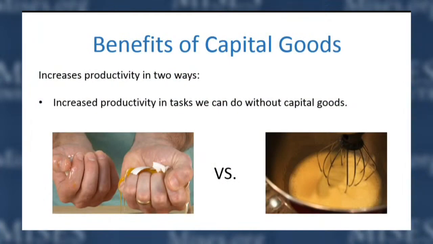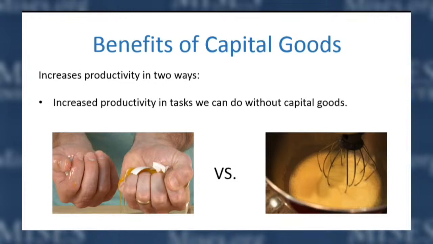Now, why do we do this? Why would we forego the joy of ping pong just to get a mixer? Well, we get a mixer because it helps us produce what we want to produce. It aids in our productivity. And capital goods, that's what capital goods are good for. They increase our productivity. They increase the productivity of land and labor, and they do so in two ways.